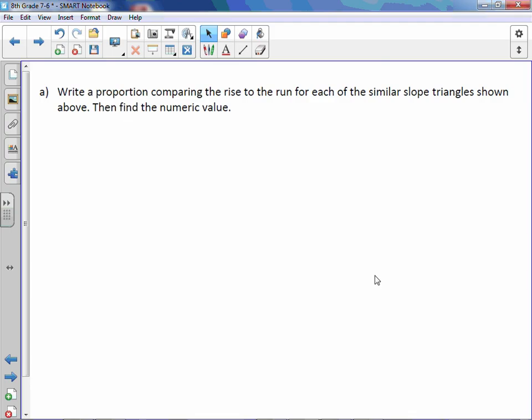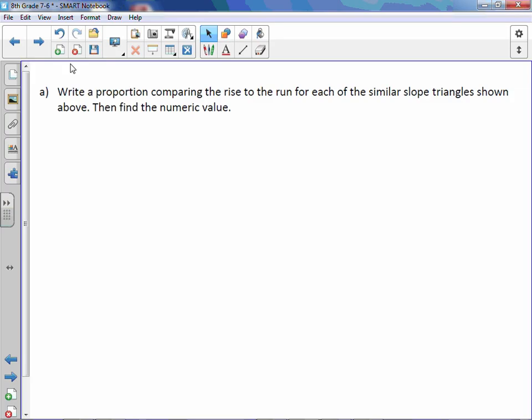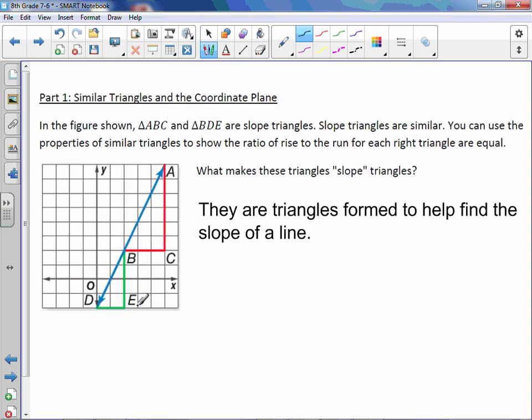Write a proportion comparing the rise to the run for each of the similar slope triangles shown above, then find the numeric value. So if we look here, the rise over run for this red triangle would be AC over BC. And the rise over run on the green triangle would be BE to DE.